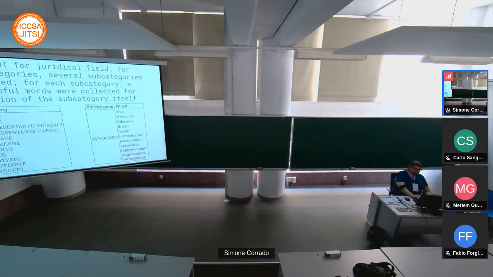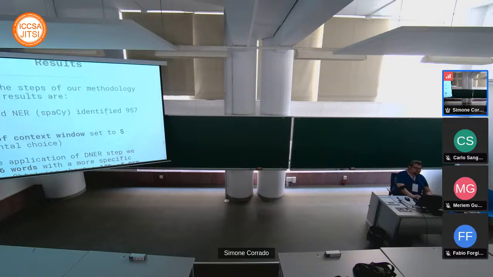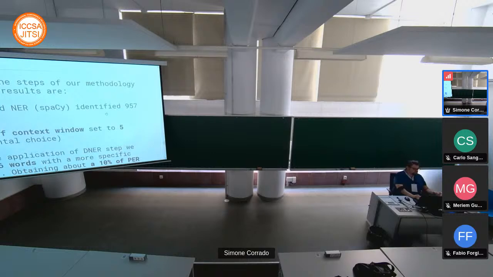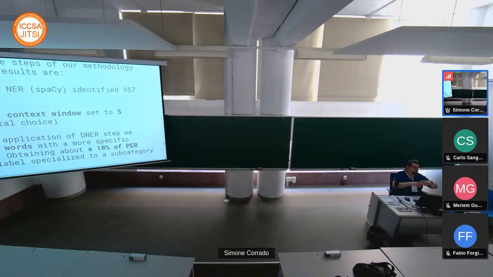And what are the results for our methodology? The standard NER, performed with spaCy, identified 957 person tags. We set the size of the context window to 5. We chose this by experiment. We tried different values, and then we chose the best result. After the application of the next steps, we obtained 86 words with the more specific category. So it's about 10% of the generic person tags specialized into a subcategory. It's not the best result in the world, but it's a very good result, because everyone working in NLP knows how difficult it is to get better performance in this field.